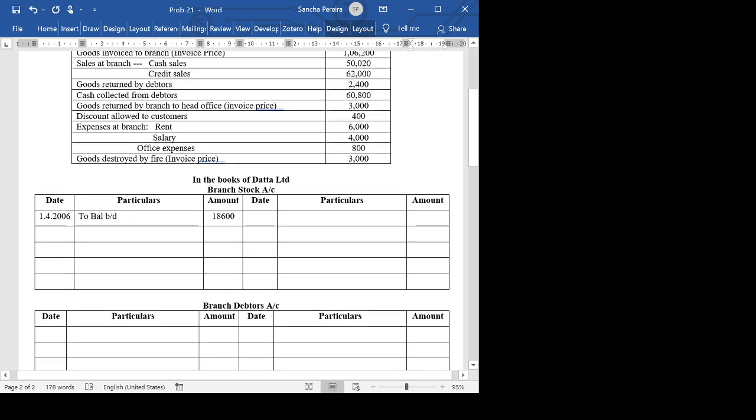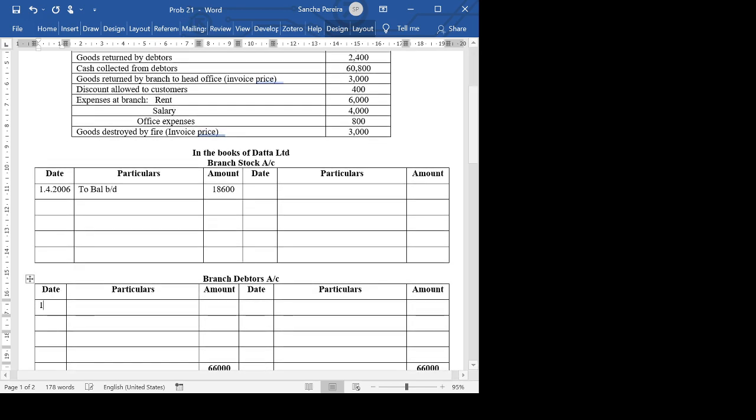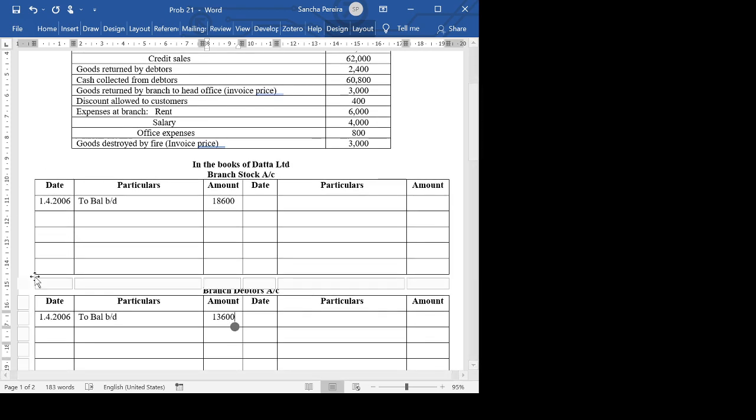Then we have the opening balance of debtors, which is 13,600. To balance brought down, 13,600. Then we have goods invoiced to branch at invoice price, 1,06,200. So this becomes 31st March. Be careful of the dates, especially when it's March to April, April to March, 31st March 2007.